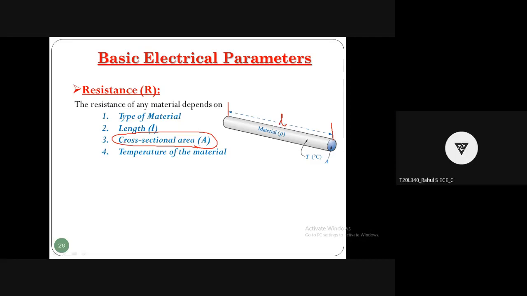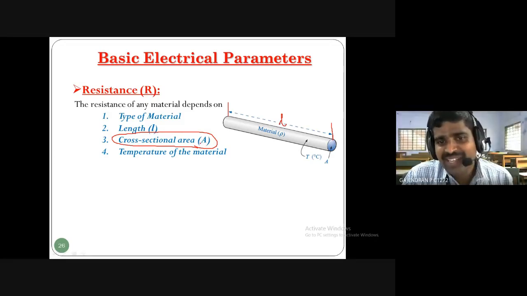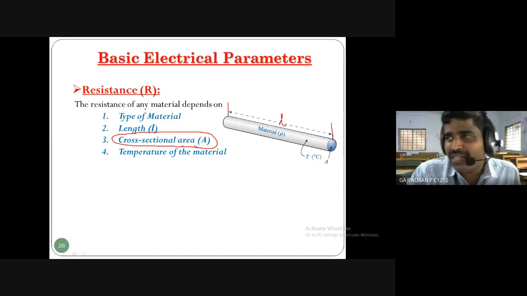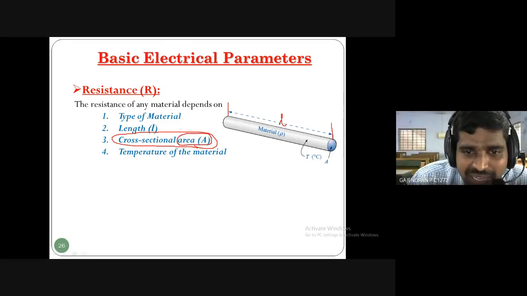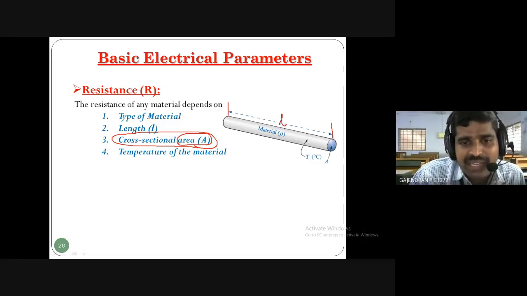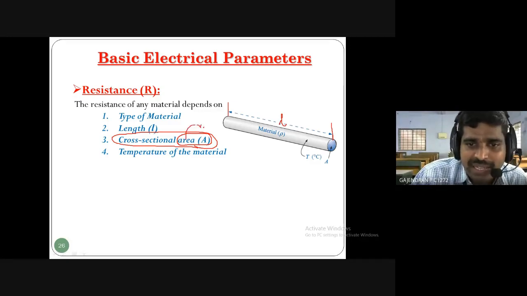Have you studied this term? Radius of the circle, sir. Diameter of the material. You are very much strong in maths. Here they have given the area of the circle. You people are telling radius, diameter.